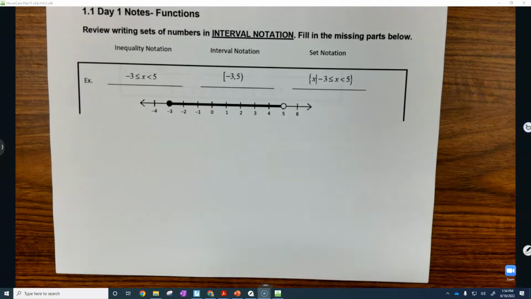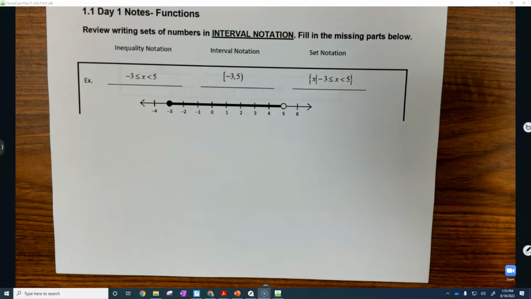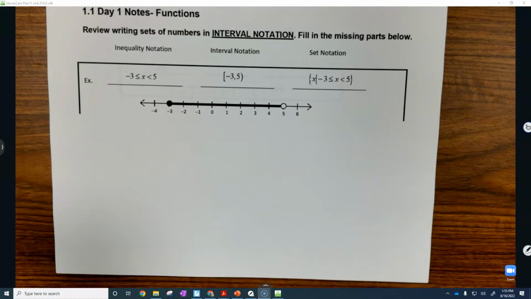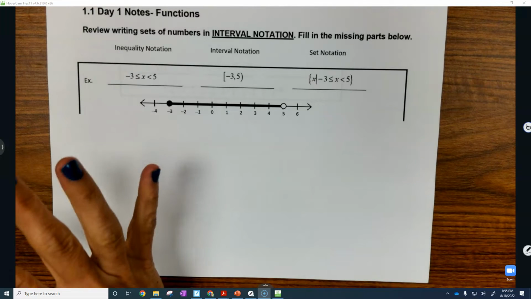All right, so we're going to talk about interval notation, just review it because it's still very important in pre-calc. We're going to review what a function is, and then we are going to practice solving for y. So when you walk out the door at the end of class today, if you can solve for y, then you accomplished your goal for today.